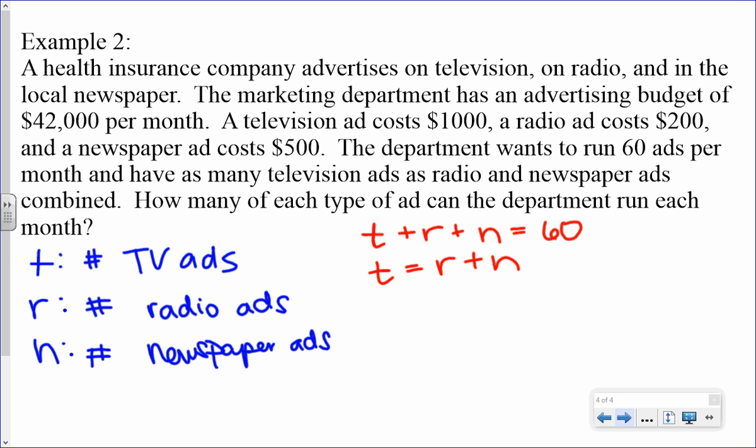Pod 1, what else do we have? 4,200 equals 1,000 T plus 200 R plus 500 N. Plus 500 what? N? Sorry. 50,000. We need to see another zero. That's right. All right, so the total amount of money they need to take in should equal the money times TV ads plus the money times radio ads plus the money times newspaper ads.